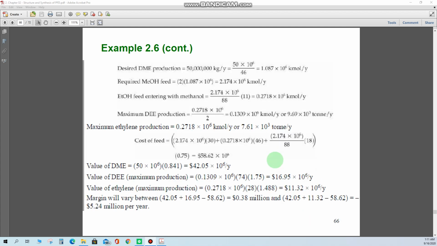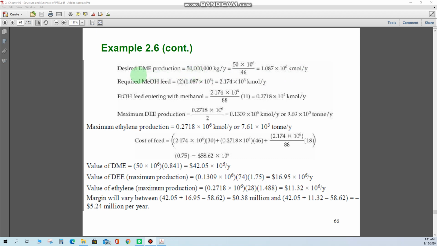Now what we can actually do is the calculation of what the actual requirement is. The main requirement is the production of dimethyl ether, and the production capacity given there is 50,000 tons per year, which is 50 million kg per year. So we can convert this by dividing it by the molar mass of dimethyl ether. So we can have the value of dimethyl ether production in terms of kmol per year.